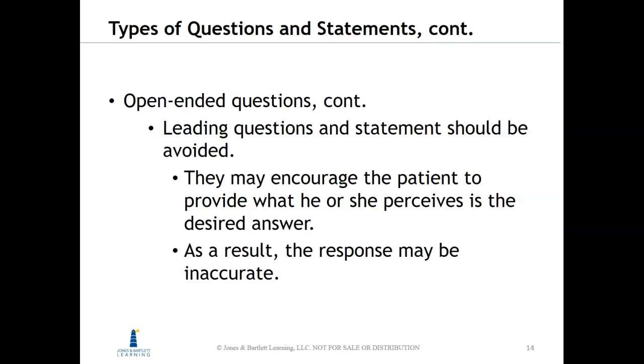We have to be careful with leading questions and statements. These should be avoided at all costs. They may encourage the patient to provide what he or she perceives is the desired answer by the healthcare provider, and as a result, we get inaccurate information. So an example of this would be, your physical therapy session is going good, right? And the patient is compelled to say yes. So we want to be careful with leading questions.